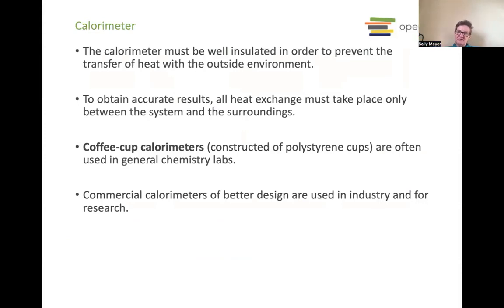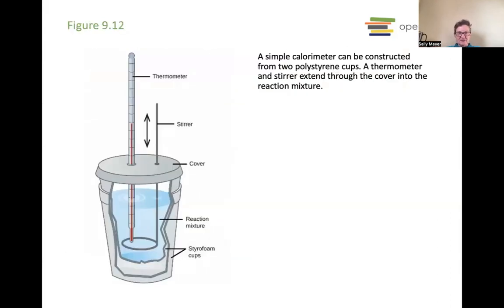To obtain accurate results, all heat exchange must take place only between the system and surroundings. Otherwise, you wouldn't be able to measure it. So something like a coffee cup, one of those styrofoam coffee cups, or an insulated container is often used as a calorimeter in Gen Chem labs. Commercial calorimeters usually are better designed and a little better insulated. So this just would show you a coffee cup calorimeter.